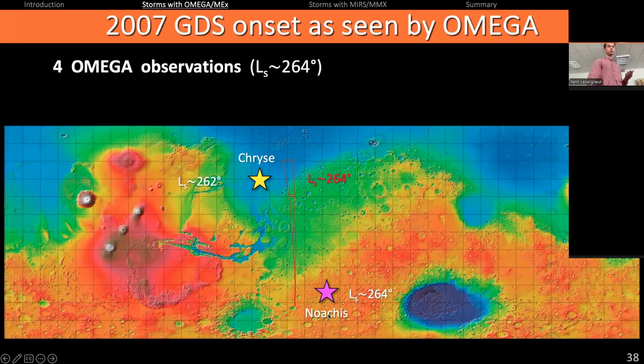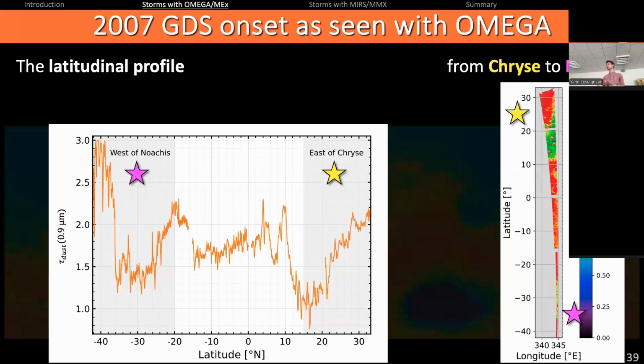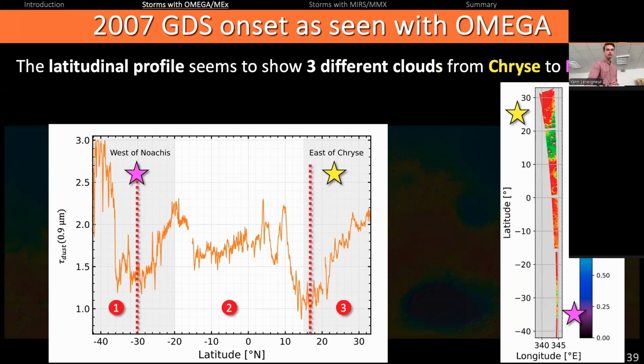So we wanted to know what OMEGA can give us as an information. So here, this is the dust optical depth, so the atmospheric dust amount for the 4 OMEGA observations. And we see that we have a kind of connection in dust optical depths, high values of dust optical depths between these 2 regions. And if we look closer at this latitudinal profile of dust optical depths, we can notice strong variations between these 2 regions. And we can separate this graph in 3 different clouds between Chryse and Noachis.